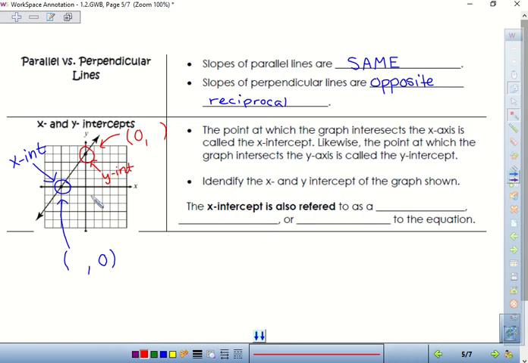And just a little fun fact and review from yesterday, functions will only ever have one y-intercept. If it had more than one, it wouldn't pass the vertical line test. So always make sure if you're talking about a function, it's only ever going to have one y-intercept.